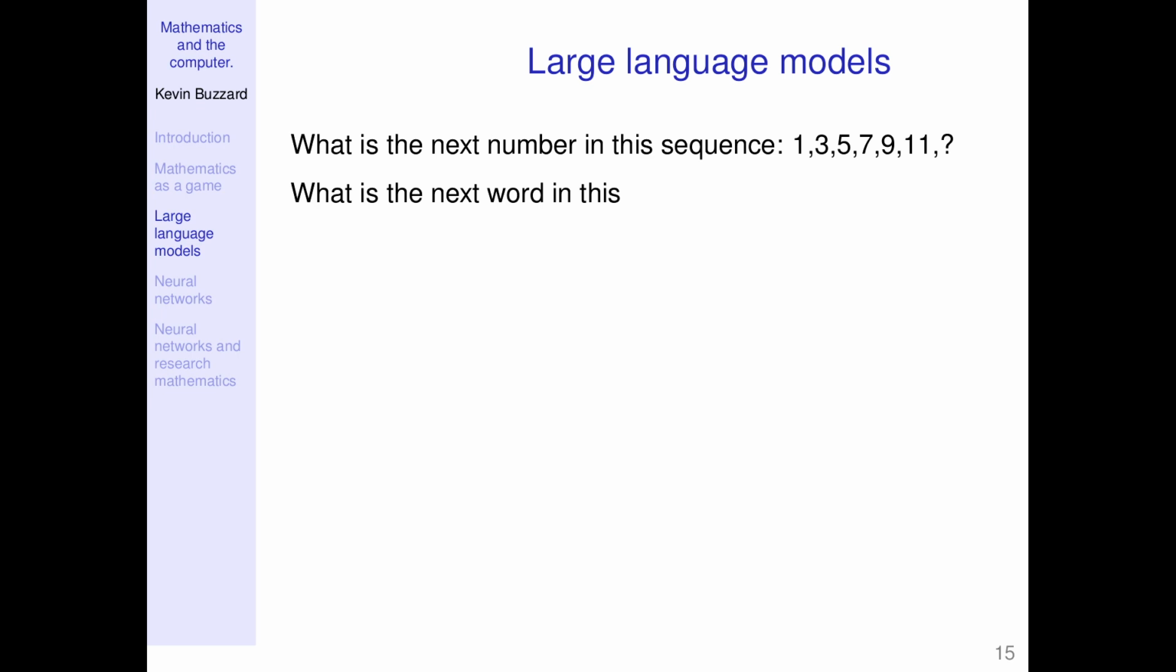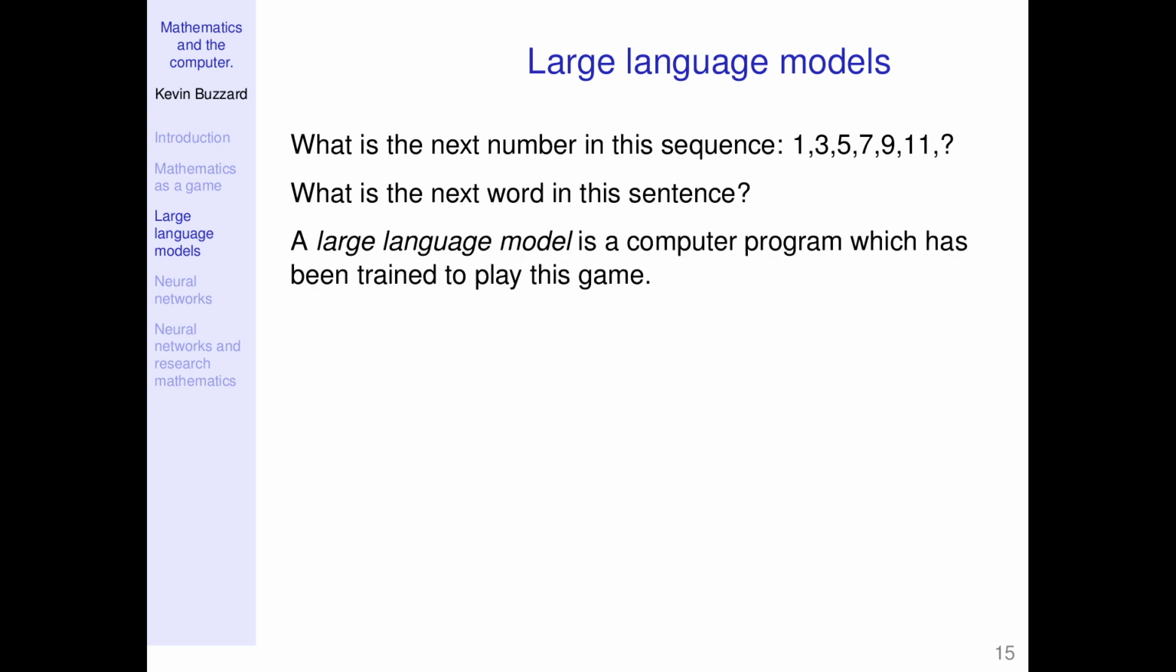But it doesn't have to be numbers, right? You could play it with words. What's the next word in this sentence? Or more generally, if you want words and numbers at the same time, you could play it with tokens, right? There's a nice computer sciencey word. What's the next token in this sequence of tokens? And a large language model is simply a computer program which has been trained to play this game.